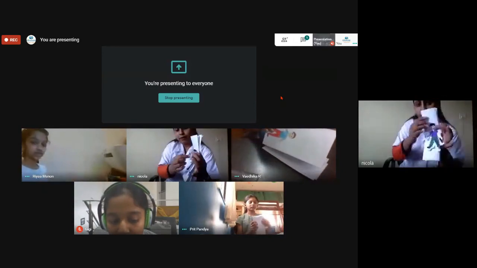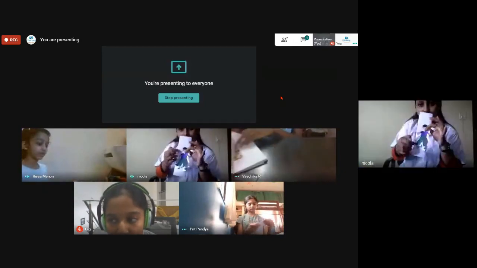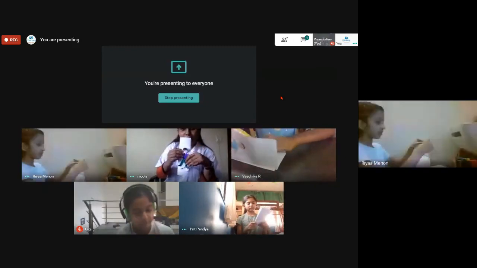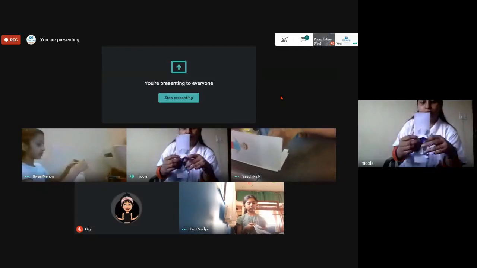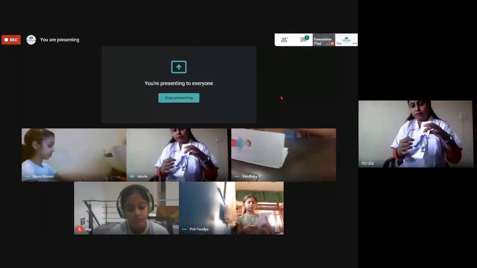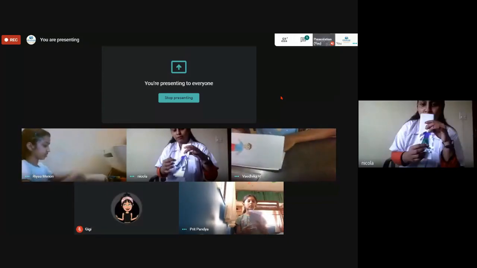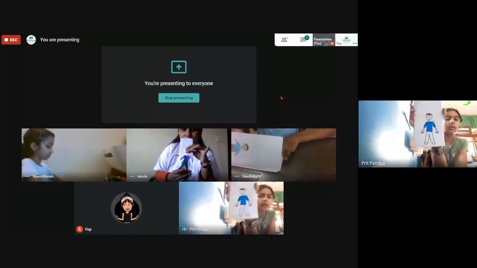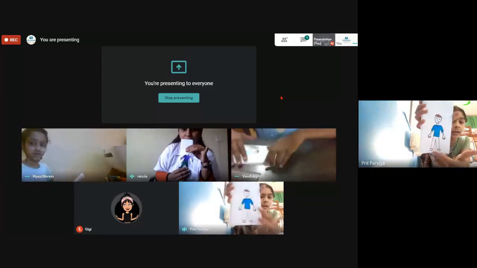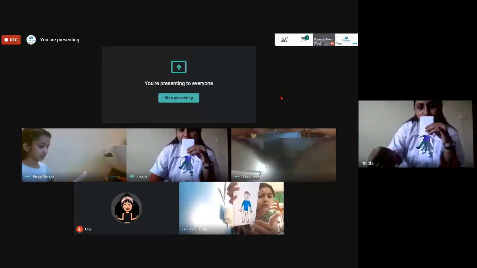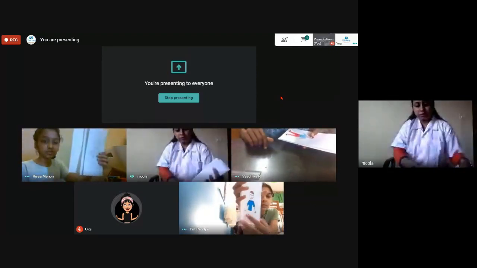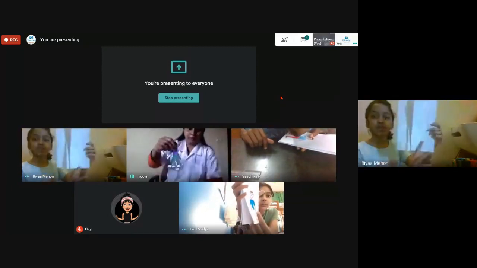outline of the boy. Okay, hold it all together, and cut the outline of the boy. So, ma'am, my boy is in the middle. No problem, but you have to cut it. Yes, you have to cut it. It should look like this. See, this is already cut and made, so it should look like this.